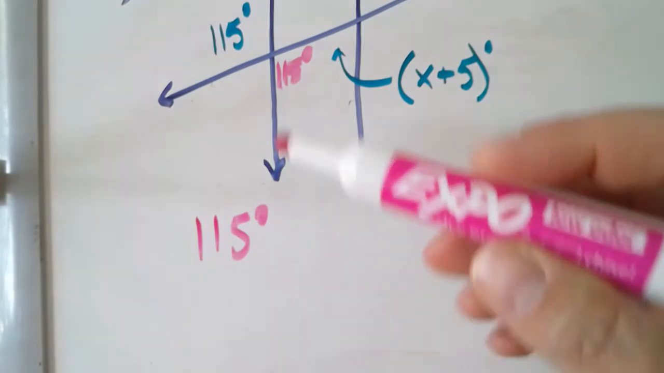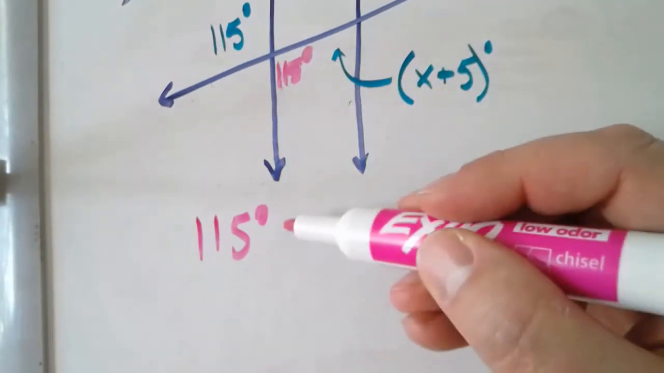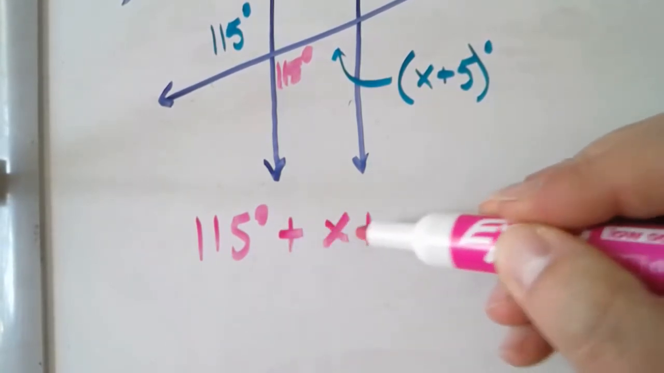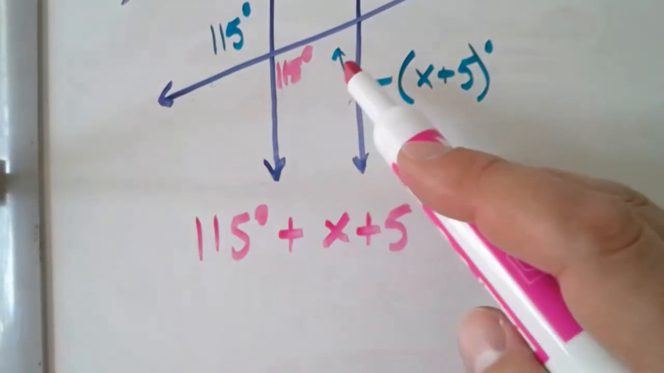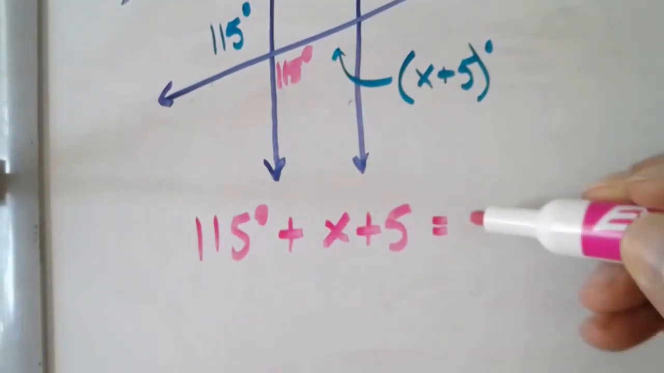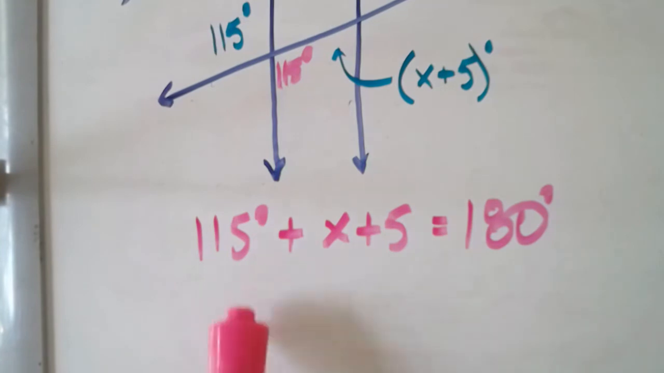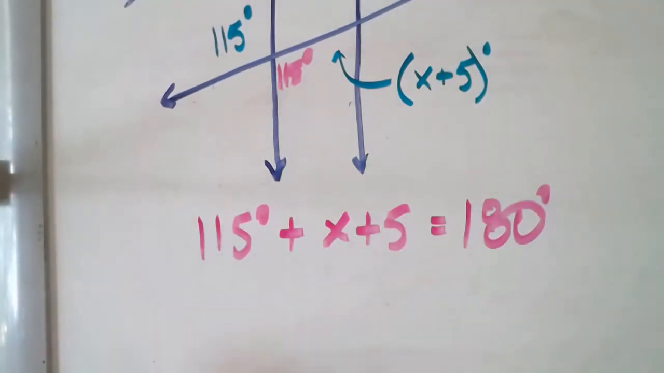again, that came from the fact that these were vertical and had to match, plus this x plus 5. Those two added together have to equal 180 degrees. That is because of consecutive interior angles. If you need to write that to the side of this equation to understand where it came from, take the time to do that.